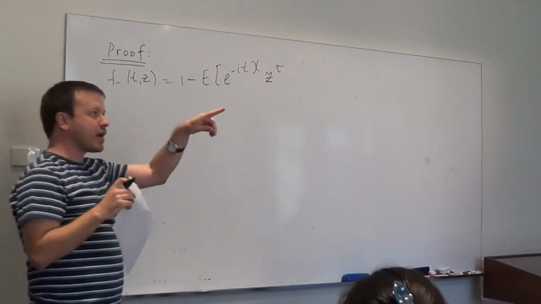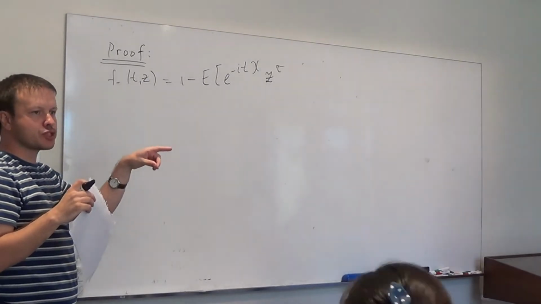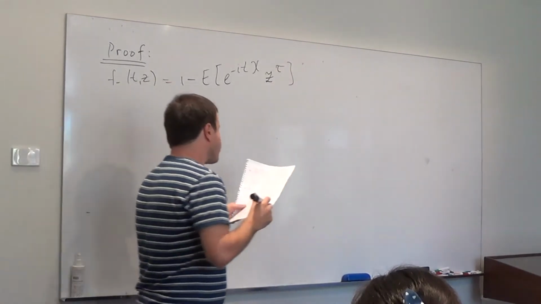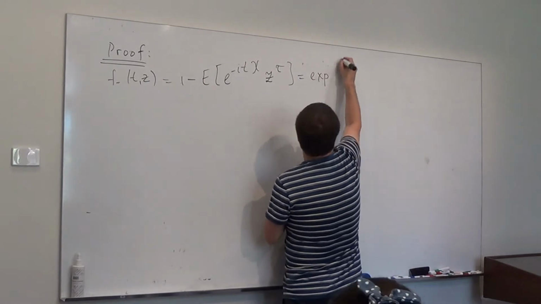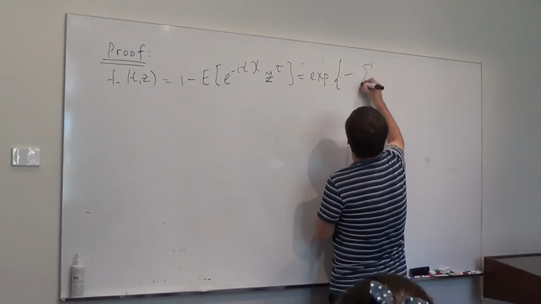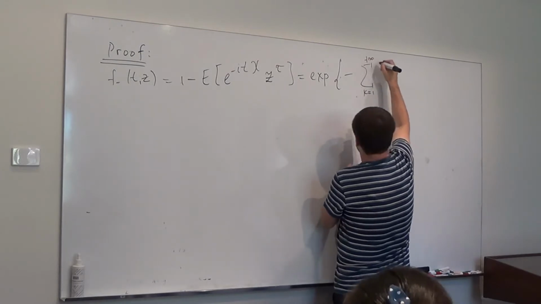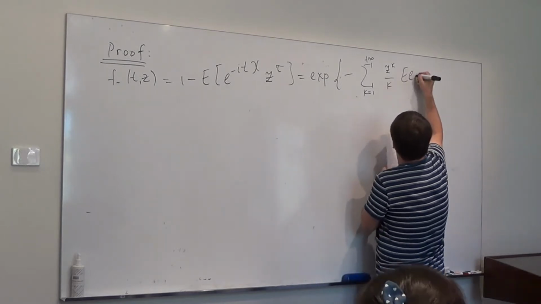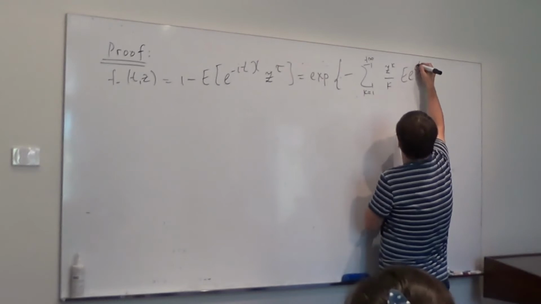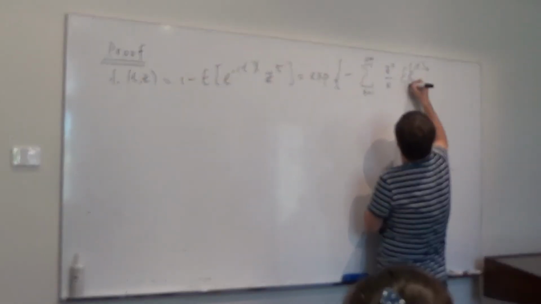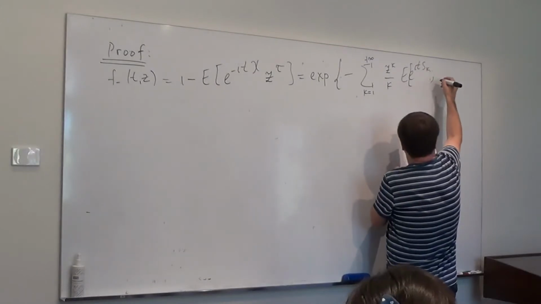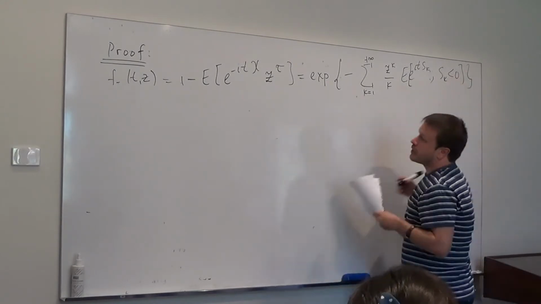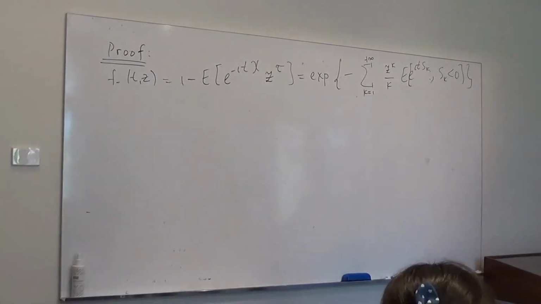Now, under my assumptions tau less than infinity, almost surely I can ignore the event tau less than infinity, and it is equal to exponent minus the sum from k equals 1 to plus infinity, z to the power k over k, expectation e to the power I t s_k on the event s_k less than 0. Okay, so that's my starting formula.